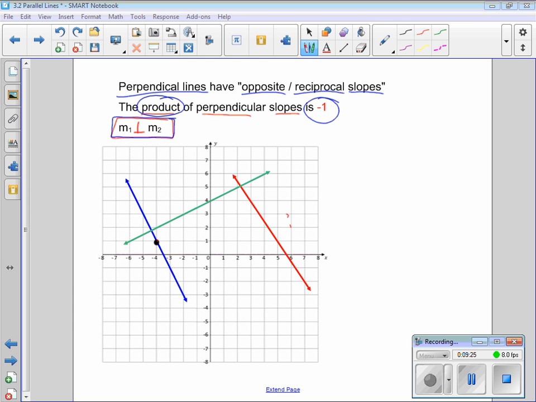So I'm going to plot some points and I'll read them to you, and then I want you to go find the slope. So on the blue line, I have the point -4, 1.